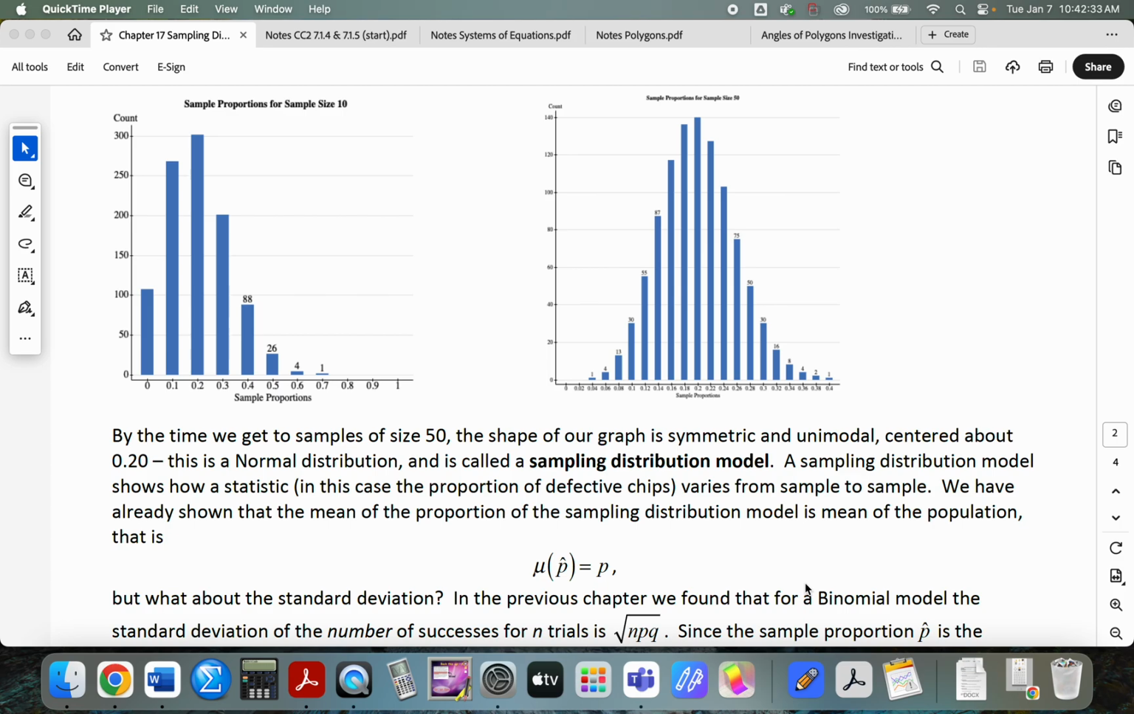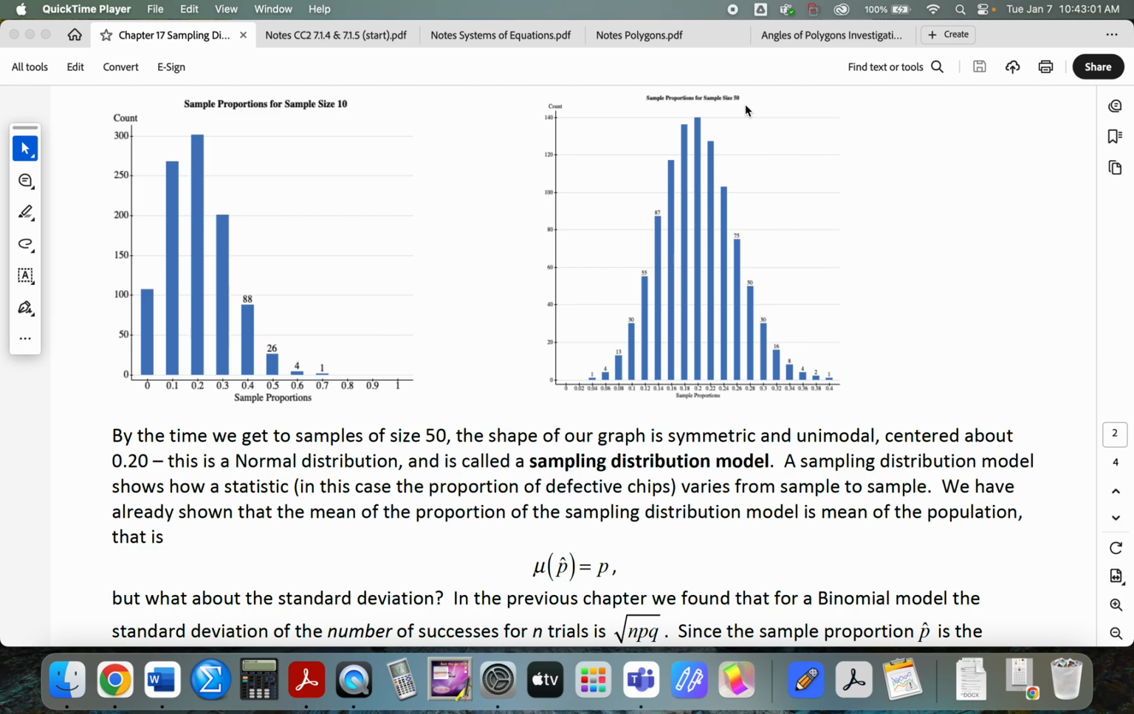This is where it starts to get interesting. We do a sample of size 10, and you're like, okay, 0.2 should be the one that happens the most. And it really falls off over here to the place where even getting 70% of the chips defective is almost impossible. Here, I skipped over a whole bunch and went to, what if we did a sample of size 50?